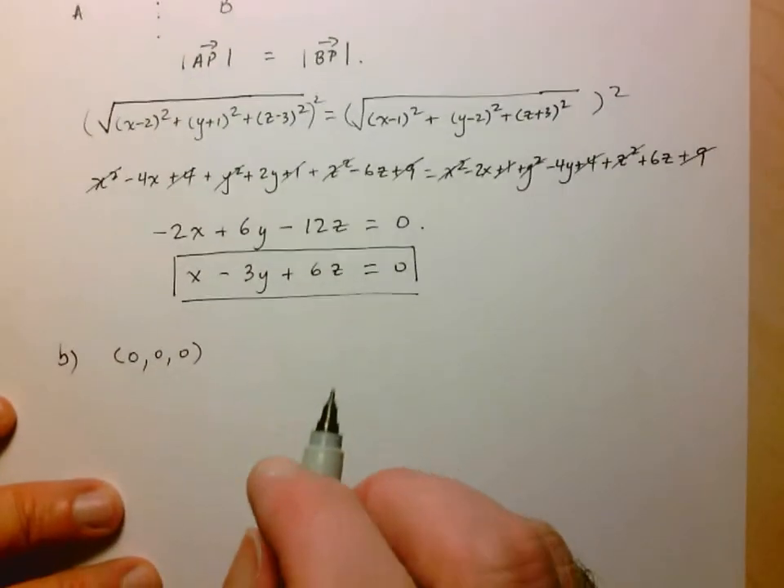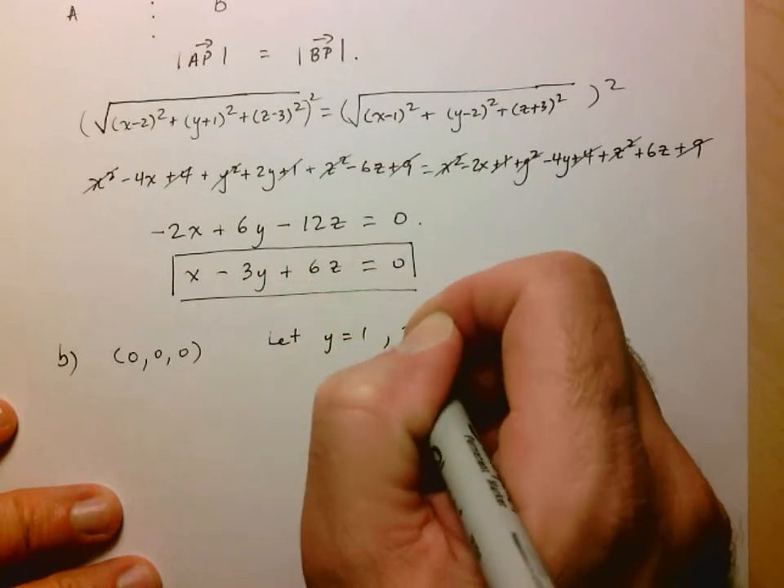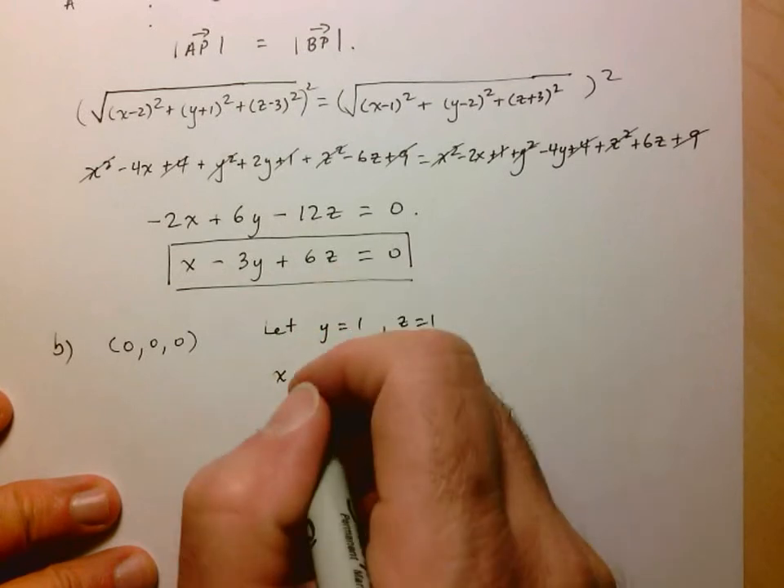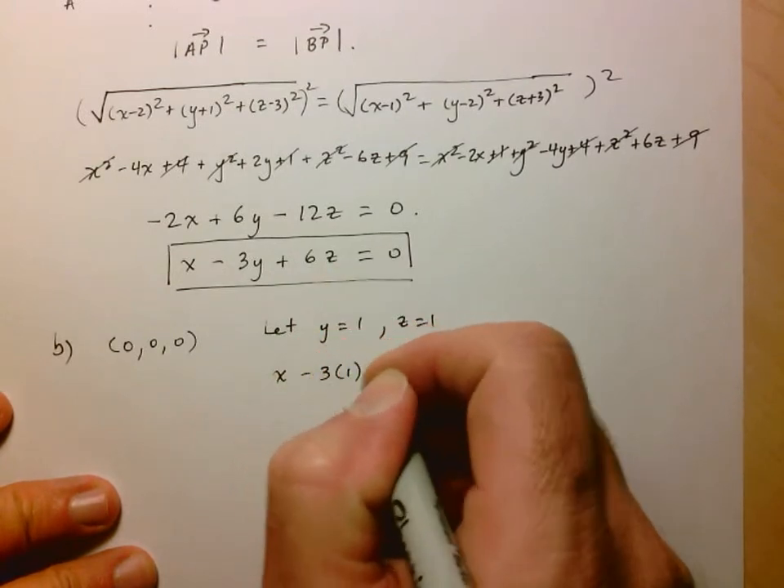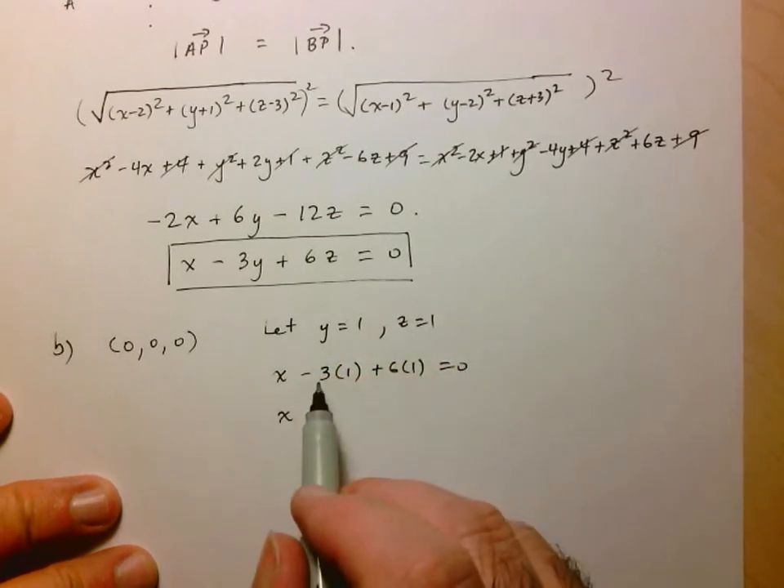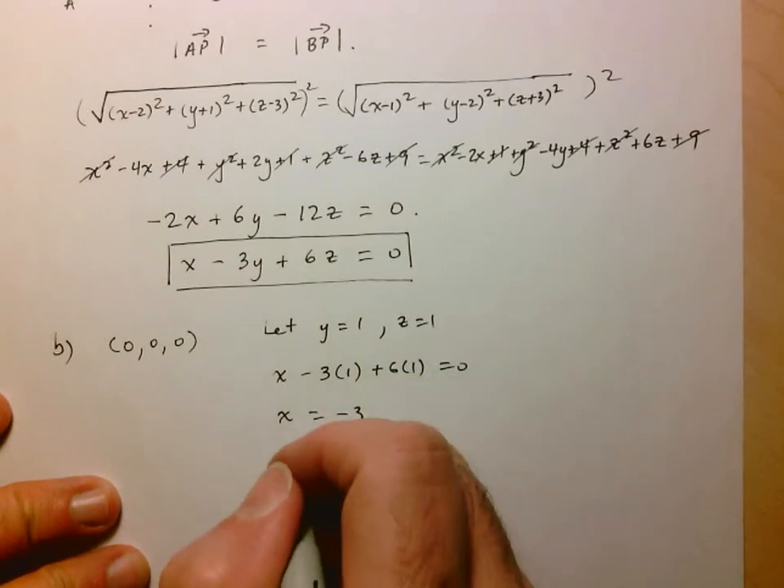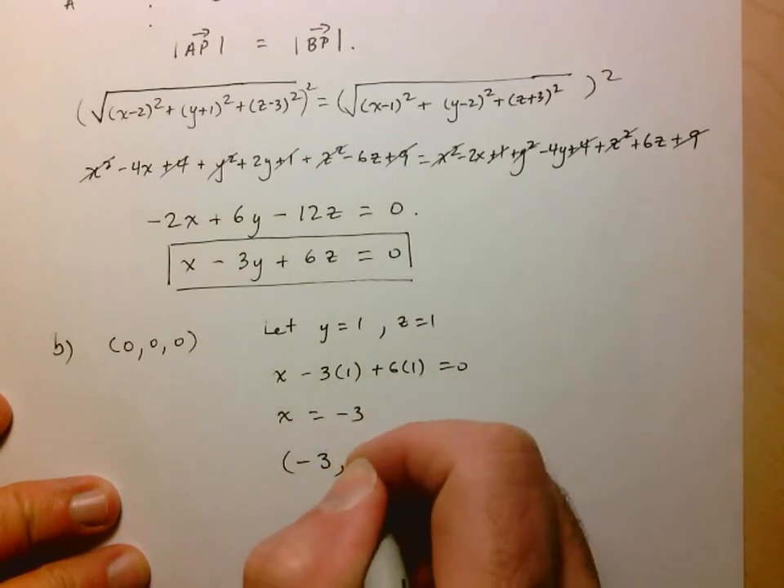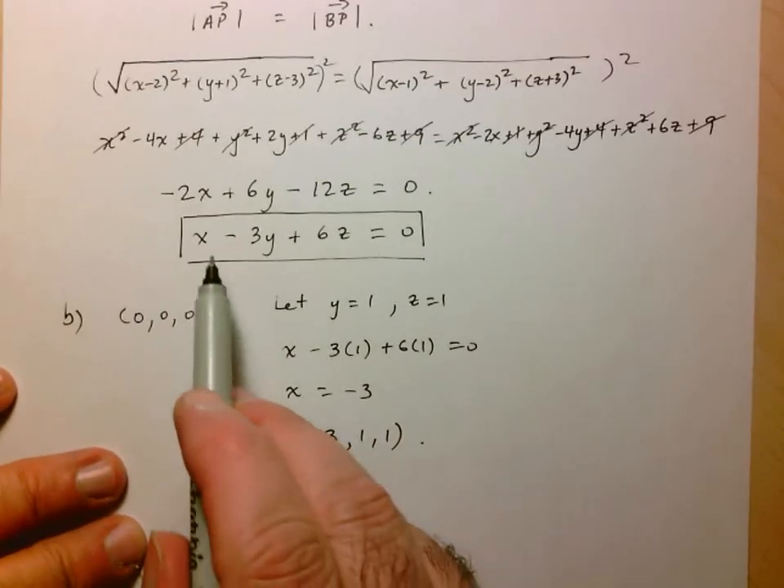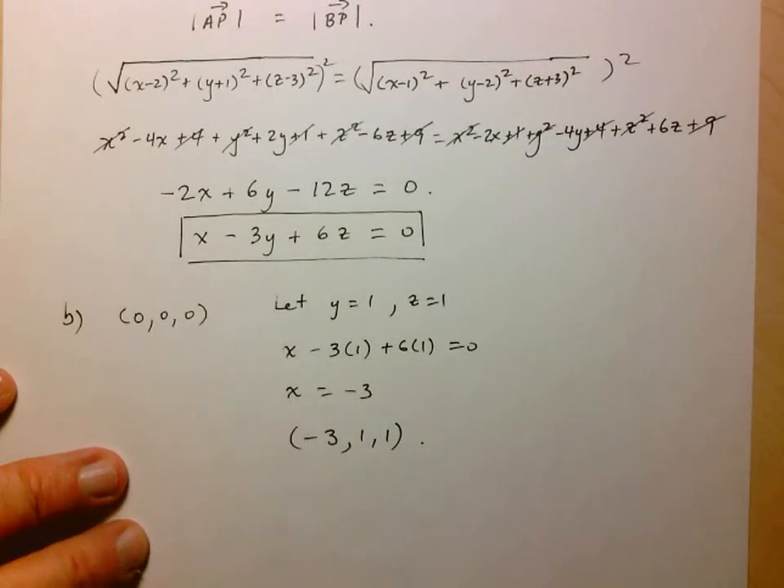So that's how you can generate other points or other coordinates for our points P. Okay, so what I'll do here is I'll say let y equals 1 and z equals 1, make it nice and easy. And so x is just going to be x minus 3 times 1 plus 6 times 1 equals 0. So x is going to be equal to, well, negative 3 plus 6 is 3. Bring that to the other side, negative 3. So another point would be negative 3, 1, 1. And I can find infinitely many points by just choosing values for 2 of the variables and then solving for the third. Okay, that's it for this one.